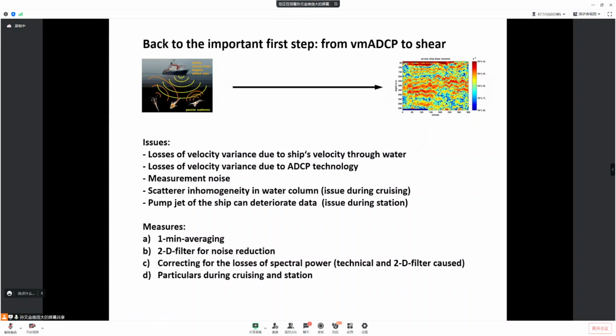But the good news is that we can do something about it. So there's some measures to counteract these variance losses and to reduce the noise. It's mainly in 3 steps. So we do averaging over very short time scales just to avoid these variance losses of the first kind. Then we do filtering to reduce the noise. And in the end, we correct for all the variance losses during the ADCP data assembly and during all the post-processing. And then we have to deal with these special issues during cruising or during station.